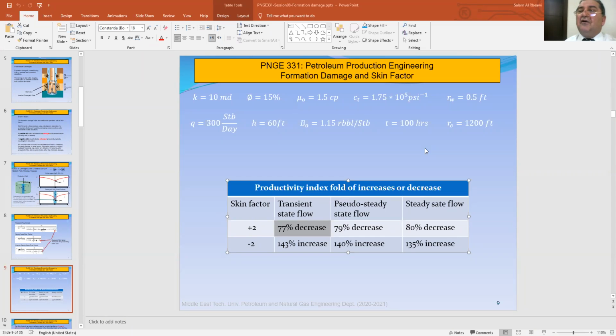For the steady state flow, it could be also close to 400 STB per day. This is the difference between the production efficiency when you have stimulated porous media and the skin factor is -2 only, compared to the case where there is no skin factor or S is considered equal to 0.